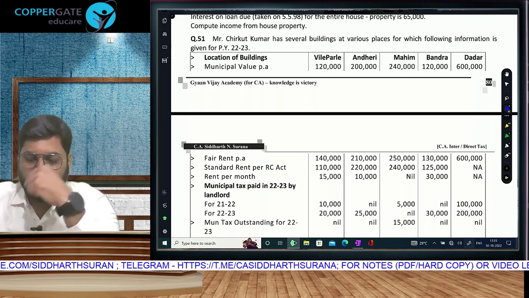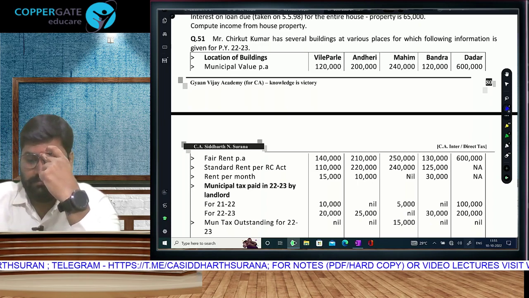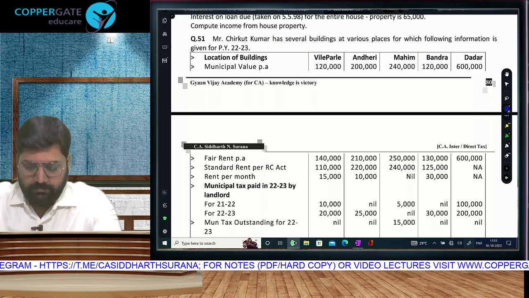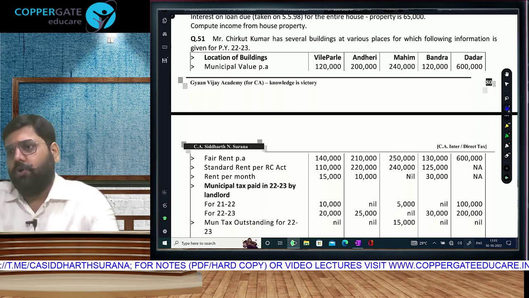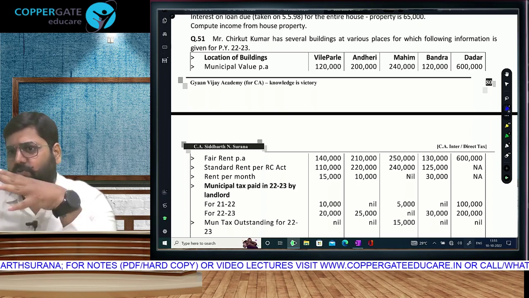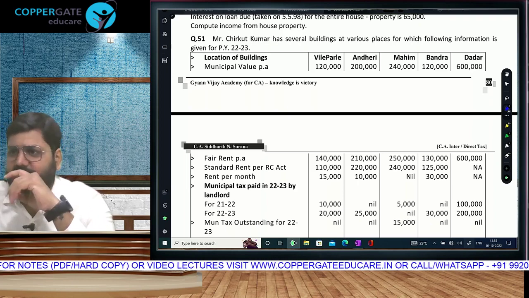Mr. Chirkut Kumar has several buildings at various places for which following information given for previous year 22-23. Location of buildings: Vile Parle, Andheri, Mahim, Bandra and Dadar. Okay, so 5 buildings का look, what data is given? 5 buildings and we understood the location. अब data में क्या क्या दिया? Only the particulars column we are interested in. Amounts so we will take while solving the sum.